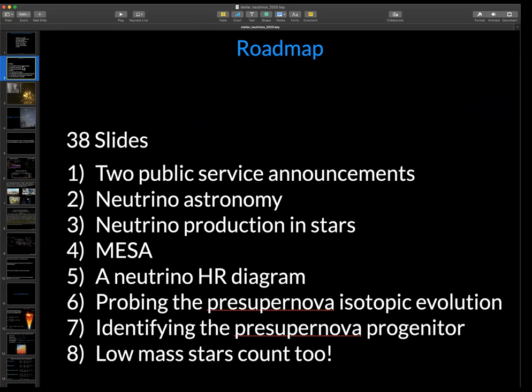Just to give you a roadmap of where we're headed, I have 38 slides on 8 vignettes. I'm going to start off with two public service announcements. I'll talk a little bit about neutrino astronomy, neutrino production in stars, MESA, a neutrino HR diagram, probing presupernova isotopic evolution, identifying the presupernova progenitor, and then just a reminder that low mass stars count too. So 38 slides divided by 8 topics, and so each will be about 4 long or so.